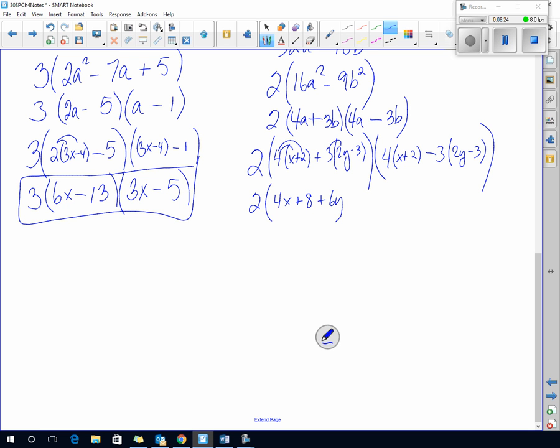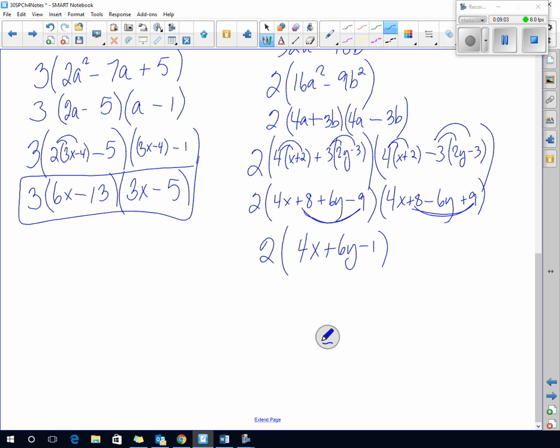Okay, 4 times x, 4x. 4 times 2, plus 8. Minus 3 times 2y, minus 6y. Minus 3 times minus 3, plus 9. Again, we need to simplify that. So what's my final answer? 2 bracket 4x plus 6y minus 1 times 4x minus 6y plus 17. Now, would you agree there's no way you could have factored that the other way? It would have been pretty difficult.